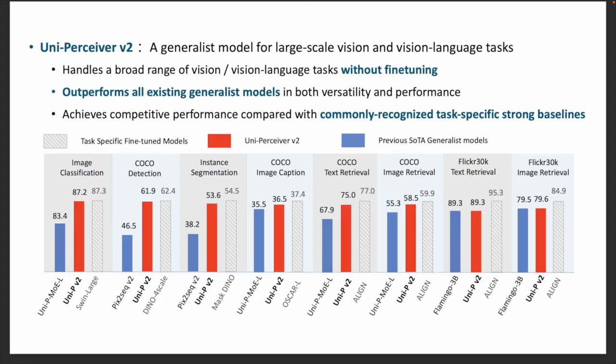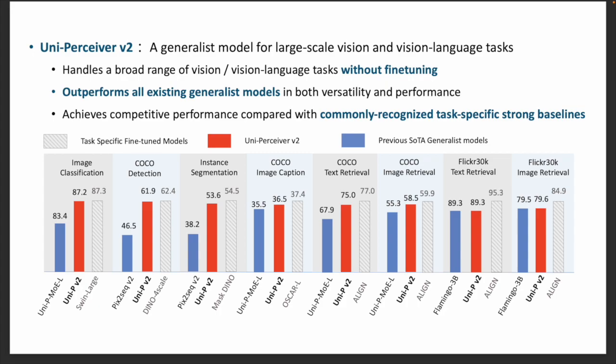Compared with all existing generalist models, Uni-Perceiver v2 supports more tasks and achieves much better performance. Moreover, we achieve competitive performance compared with the task-specific fine-tuned models such as Swin Large and DINO, with exactly the same model and weights.